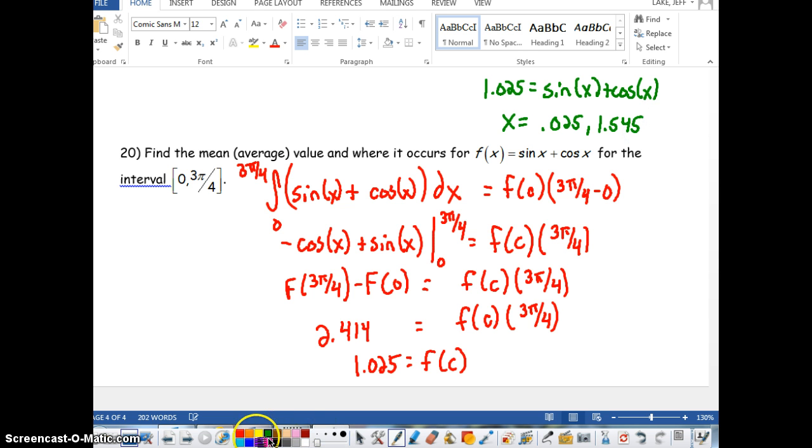So when I write this out for where it occurs, I would like the actual points. This is 0.025, comma 1.025, and 1.545, comma 1.025.